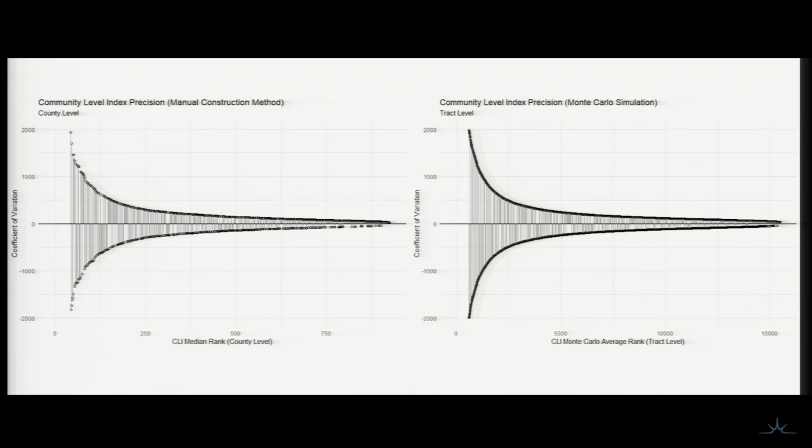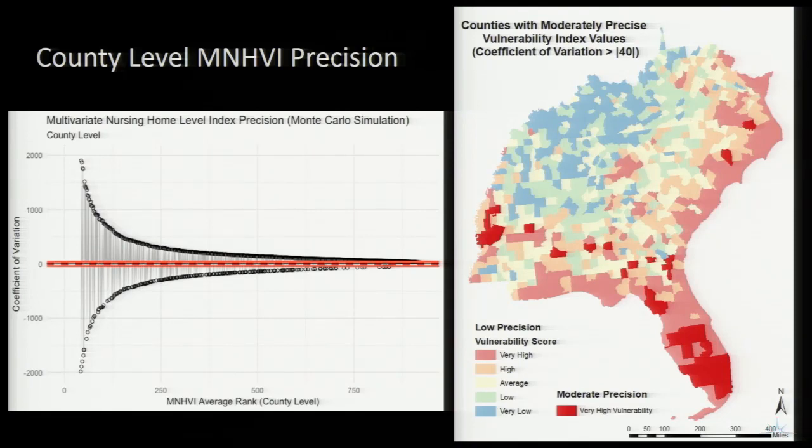So as you see, the trend is generally the same despite what census unit you're using, whether you're using the county or the census tract scale. However, it is important to notice the distribution of the coefficient of variation. We're seeing some variations at the scale of plus or minus 2,000, which is pretty extreme variation and lack of precision, to say the least.